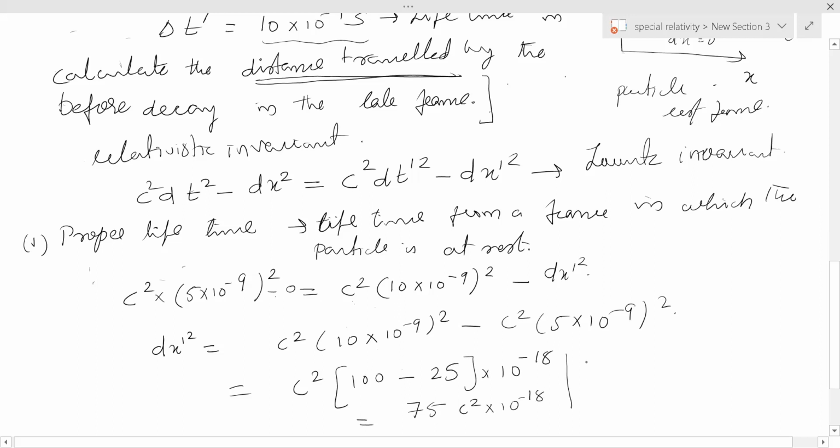Maybe now you can just substitute c square. So 75 into c square, which is 9 into 10 raised to 16. Am I right? Yes. So that's equal to 75 into 9 into 10 raised to minus 2, plus 16, sorry, 10 raised to plus 16. Correct. Okay, 3. What's the point?